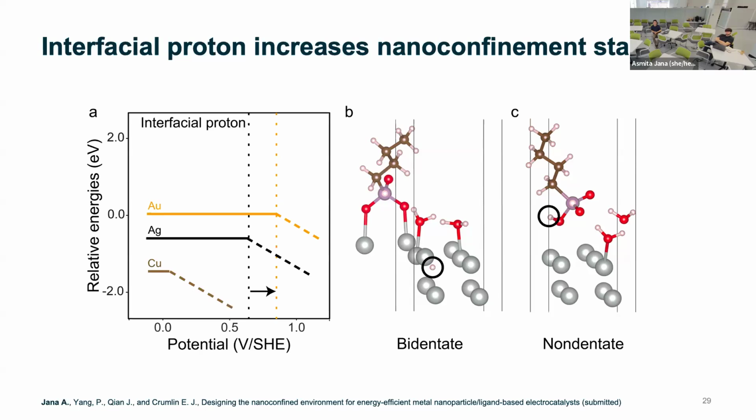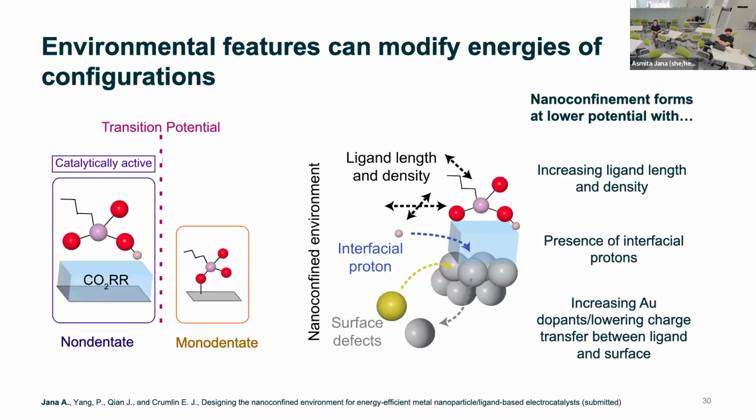So, summary so far: we wanted to move our transition potential to the right. We decided to do that by targeting the components in the system and changing aspects of it. What we found so far is that ligand length and density help, the presence of interfacial protons helps, and increasing gold, or adding anything that decreases the charge transfer, also helps in forming this non-dented or nanoconfined structure at lower potentials and in keeping it stable over longer ranges. Questions so far before we move ahead?